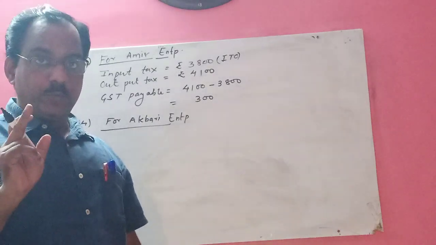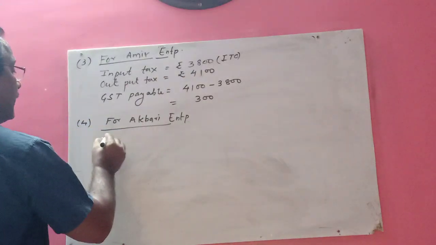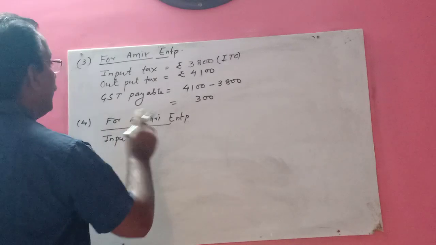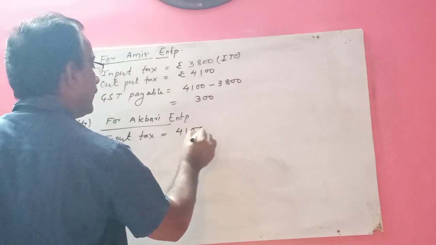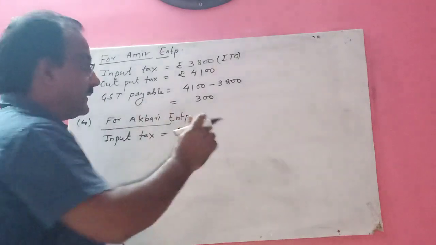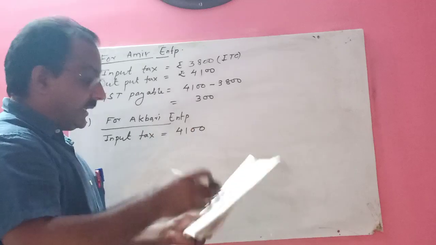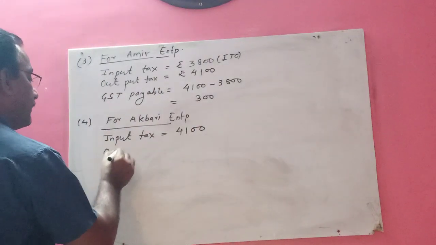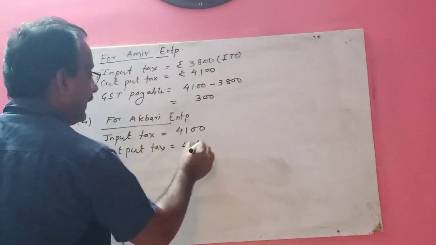So it becomes the output tax, and input tax remains this one. So here, input tax for Akbari is 4,100, and because this Akbari Enterprise sold this item to the third person Mayank, he has collected around 4,500 rupees. So output tax is equal to here 4,500.